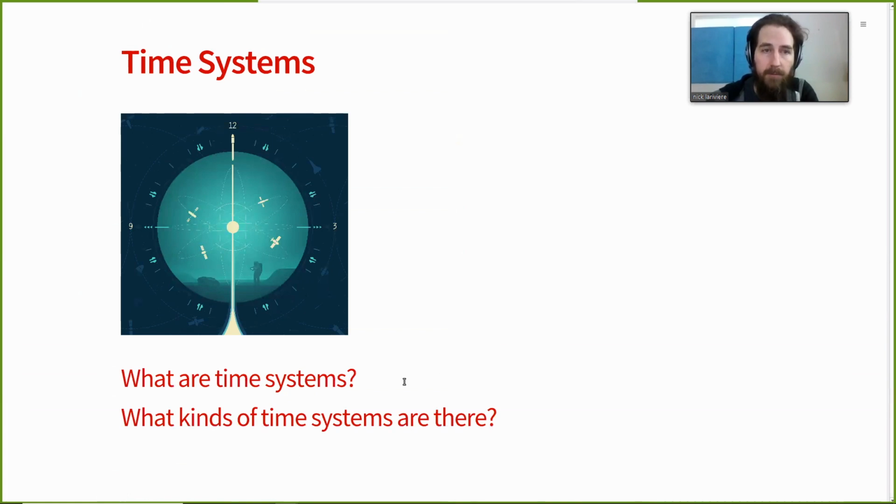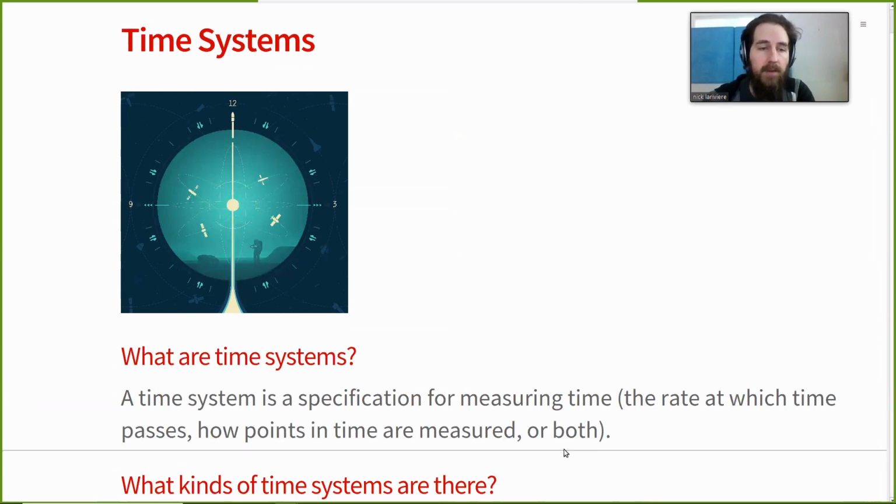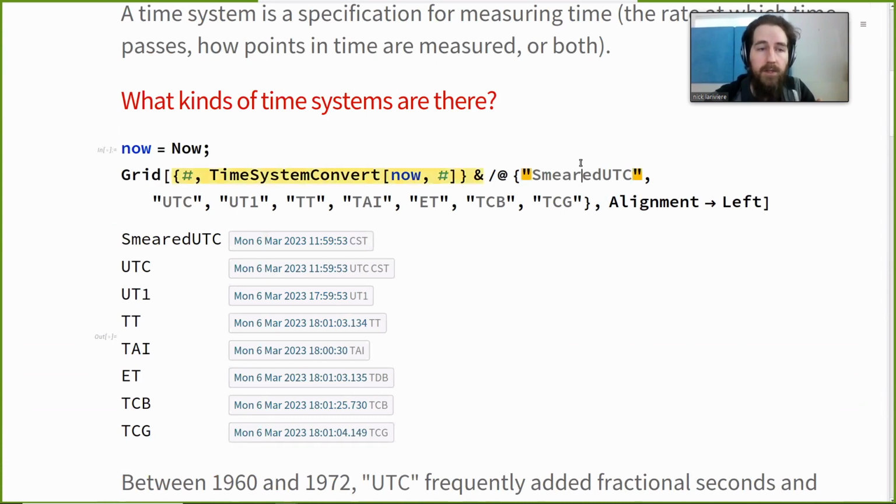Our last big can of worms when it comes to dates and times is time systems. I alluded to these briefly, but what are time systems? A time system is basically a system or a specification for how you measure time and how you figure out what the current point in time is. If you're familiar with time systems, you are likely familiar with the concept of leap seconds. Leap seconds are something that exist within Coordinated Universal Time, which is abbreviated as UTC.